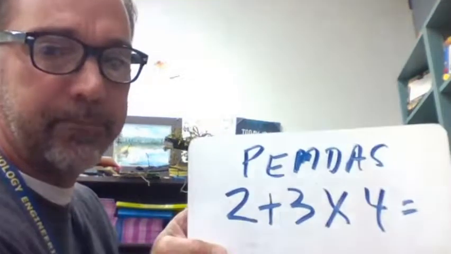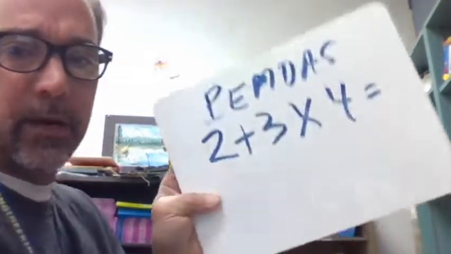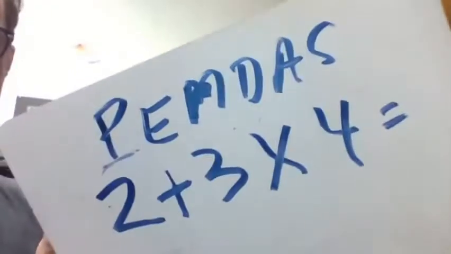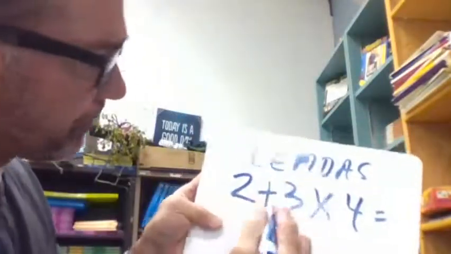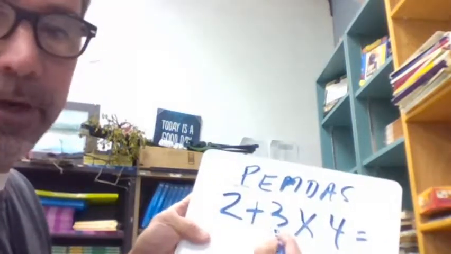My sister's name's Sally. What this means is, in mathematics, we don't just go left to right like we do in reading. Okay. We don't. What we do is we're always going to do it in this order. We're always going to do the parentheses first. This problem does not have parentheses. We don't worry about it.